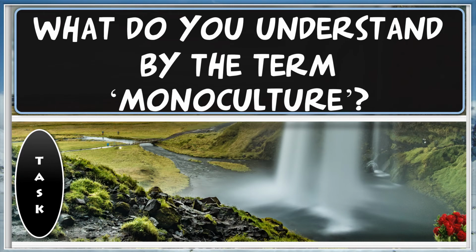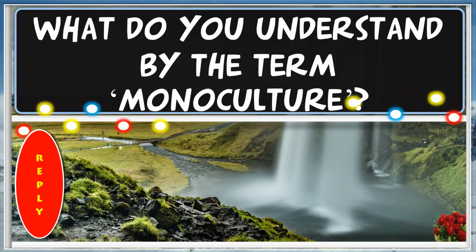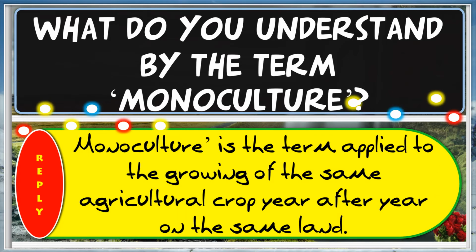What do you understand by the term monoculture? Monoculture is the term applied to the growing of the same agricultural crop year after year on the same land.